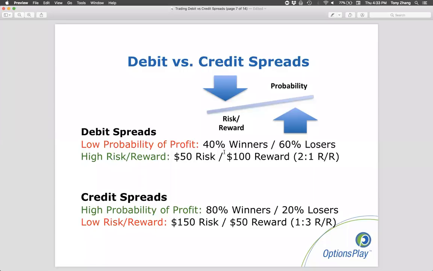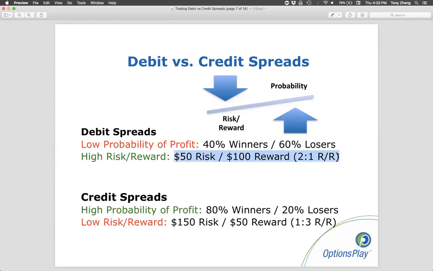So when you're trading debit spreads, these types of strategies tend to be lower probability of profit, but higher risk to reward. What a typical debit spread looks like is that about 40% of your trades are winners and maybe 60% are losers, but you have a very high risk to reward, meaning you're typically risking a small amount of capital to try to make a large amount of capital. We'll show you some real examples of this, and we'll put the two side by side to make this a little more clear.